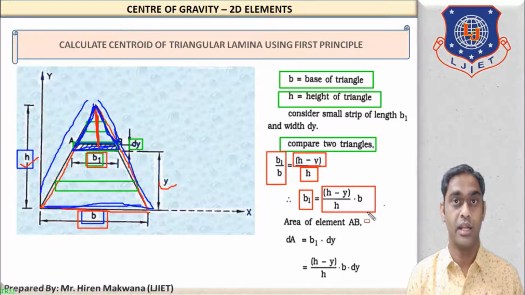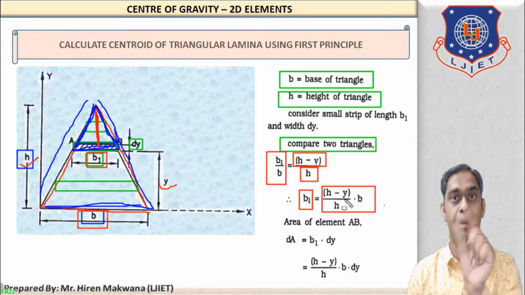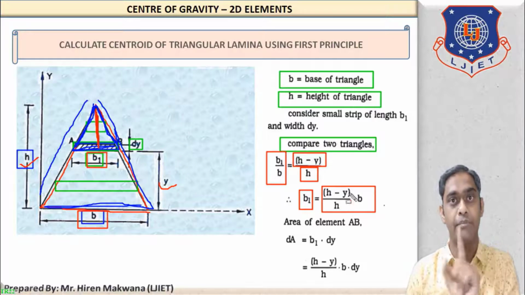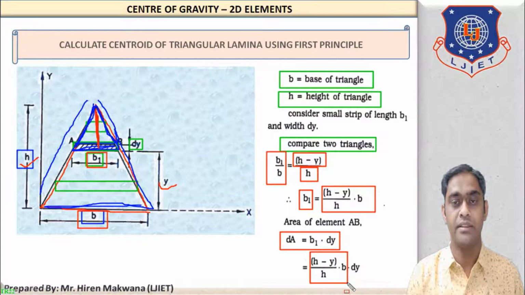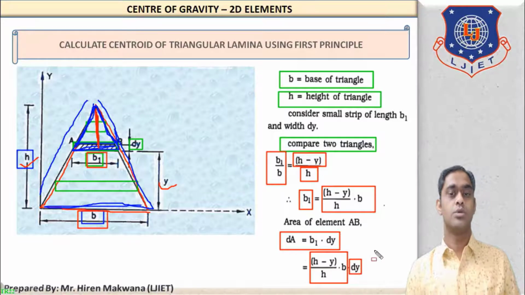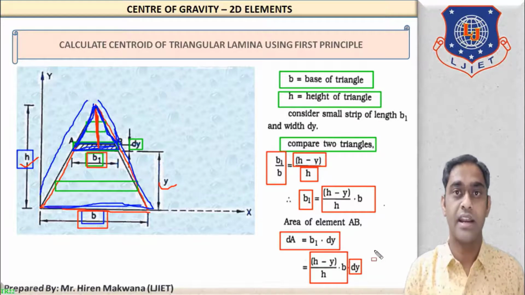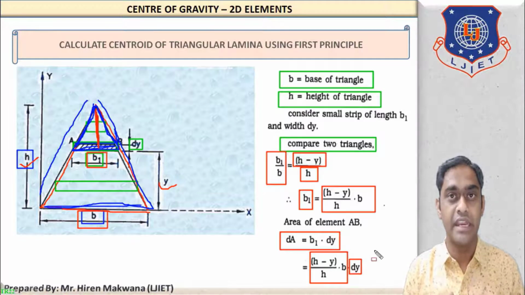Now we have to calculate dA. What is dA? The area of the strip. So what is the area of the strip from the figure? It is B1 into dy. As we have found, B1 into dy means (H minus Y) upon H into B, that is the value of B1, and dy will be as it is. So our first target is completed, meaning we have calculated the value of dA.